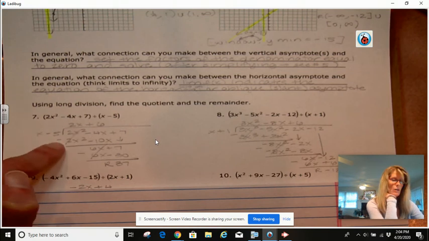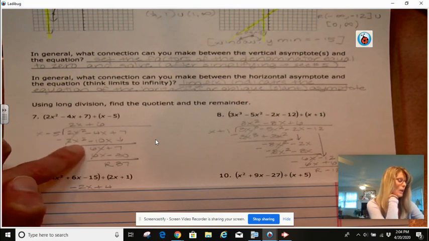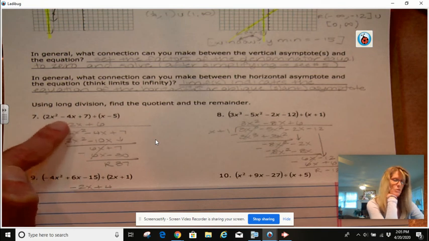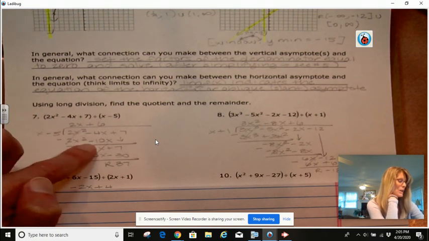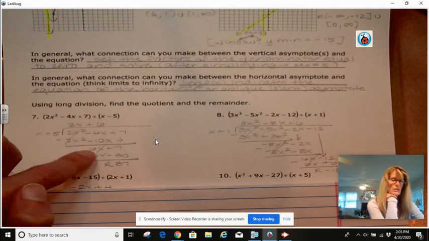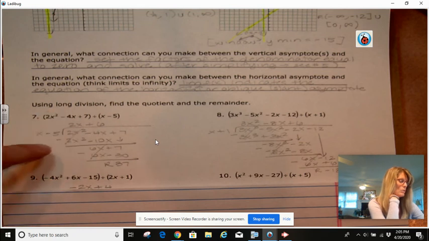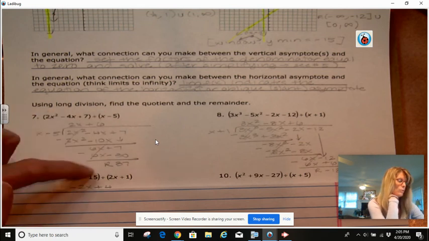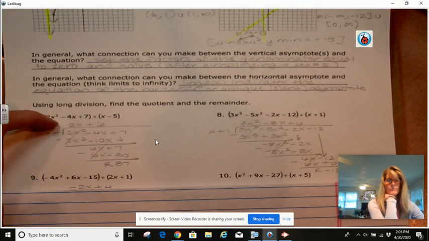But then you're subtracting, always subtracting. So 2x squared minus 2x squared, that will always go away. And if that doesn't go away, you didn't use the right thing up here. And then negative 4x minus negative 10x is really negative 4x plus 10x, so you get 6x. Then you bring down the next term and repeat the process until there's nothing else to bring down and you're left with a remainder. So if this was a function that we were trying to graph and we needed to get the slant or oblique asymptote, we would have one at y equals 2x plus 6.